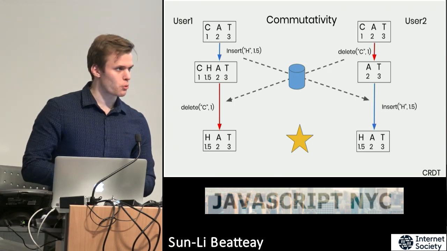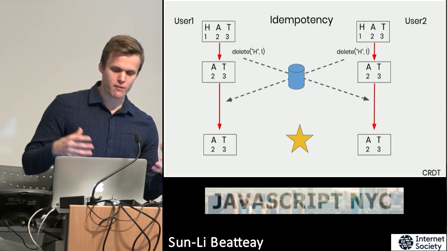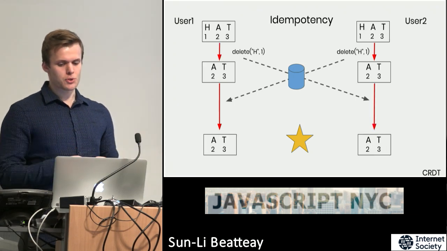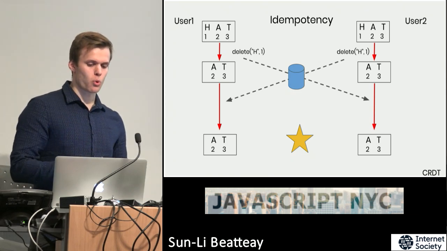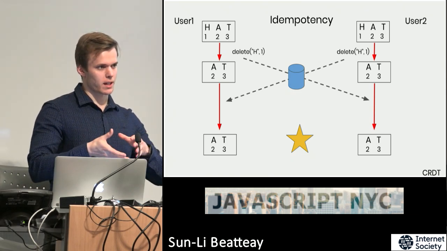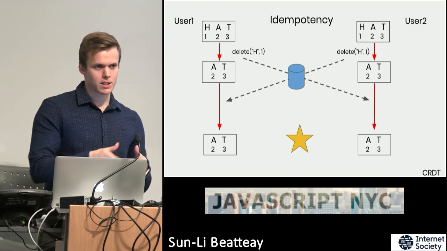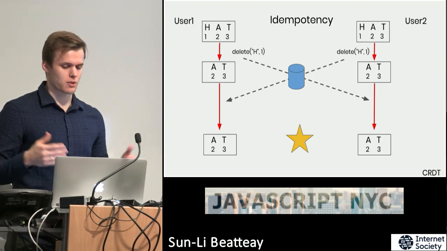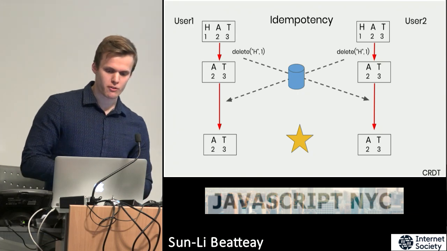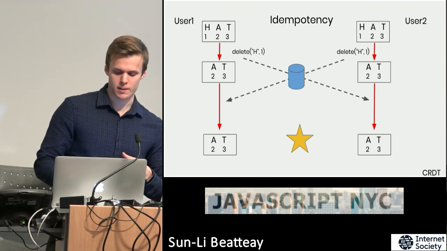This also works with deletes. If we have concurrent deletes, where each user deletes the same character, then when it's sent across, user 1 is going to look for that character H of position 1 in their CRDT. They're not going to find it, so they already know they deleted it, and they can just ignore it. So now we've maintained commutativity and idempotency.